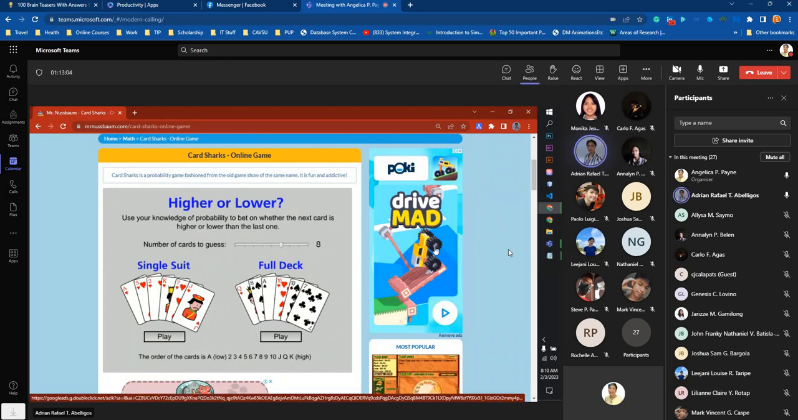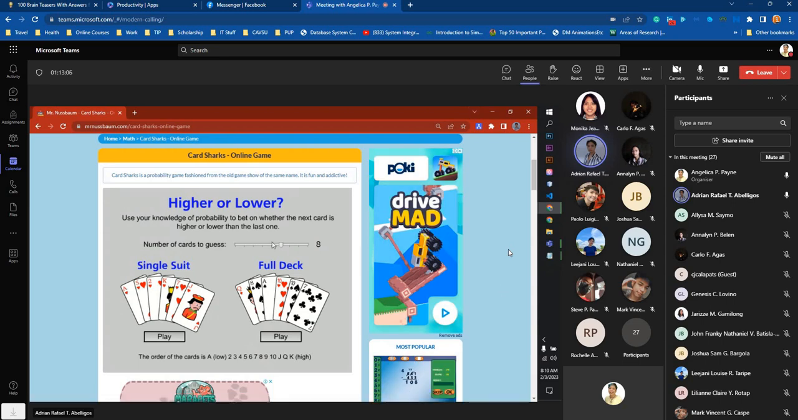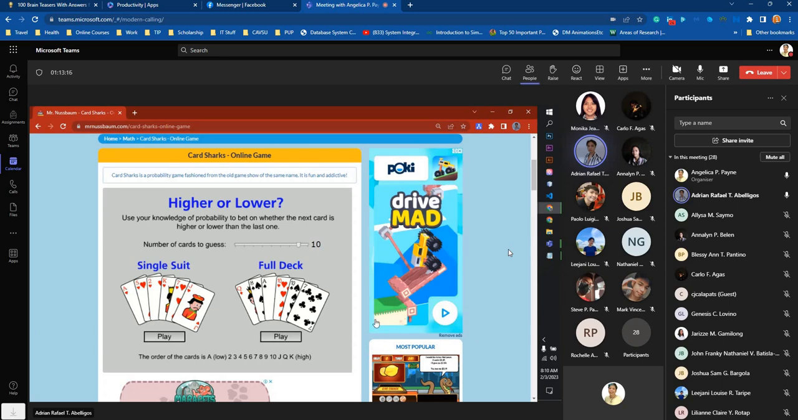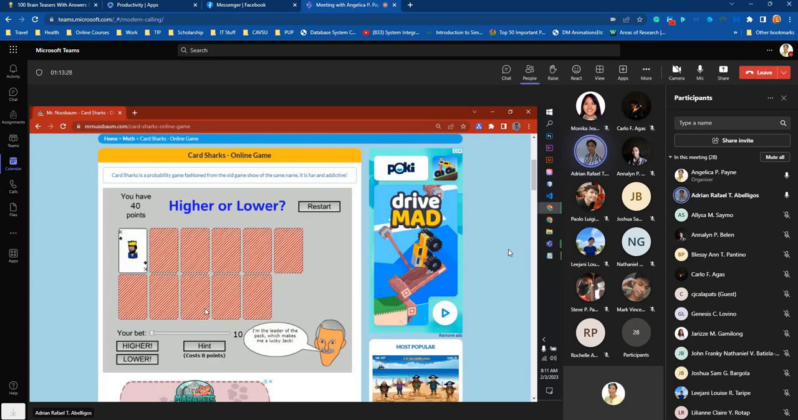Ayan. Ito yung card game na for sure nilalaro ng iba whenever they have a deck of cards. Mag-choose lang kami ng random person, then more on hula lang talaga kung higher or lower. Pero syempre, gamitan natin siya ng concept of probabilities. Let's play. Ayan, meron tayong points, then bet ka lang kung gaano karami yung kaya mong i-risk na points, then higher or lower. So, sinong maglalaro?